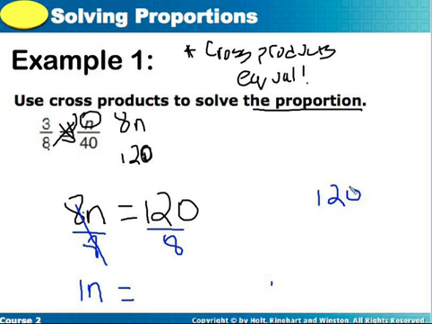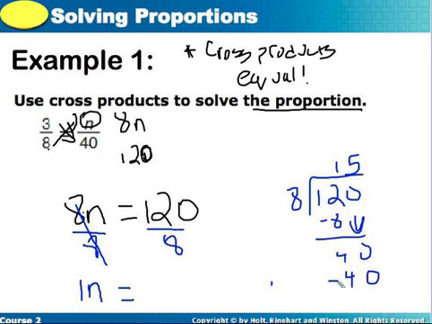We're going to do 120 divided by 8. I know that 8 goes into 12 one time. Subtract, that leaves me 4. Drop down my 0. Alright, 5 times 8 is 40. Subtract, and now I know my answer is n is equal to 15.